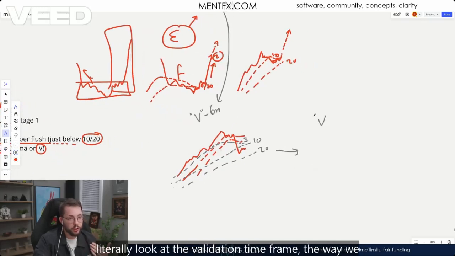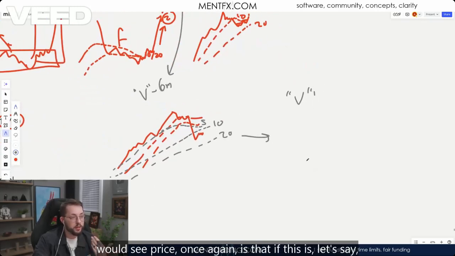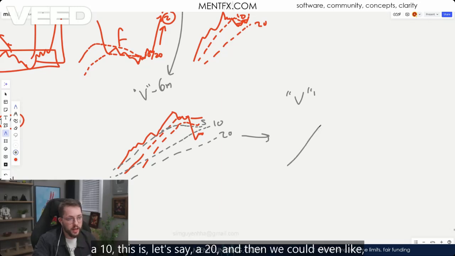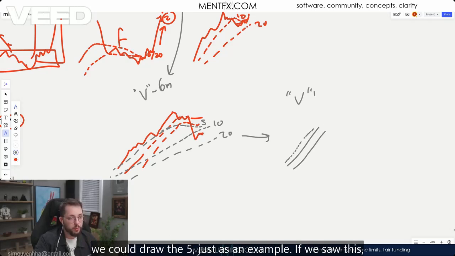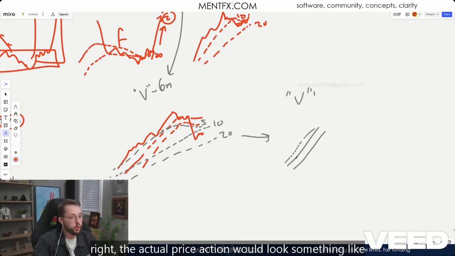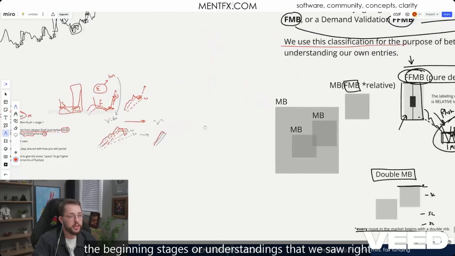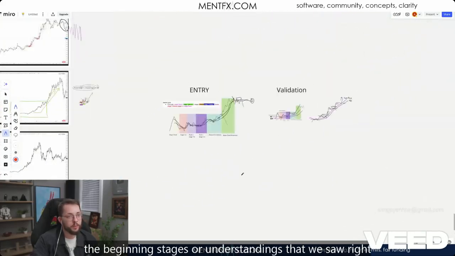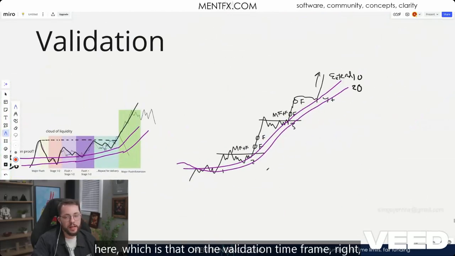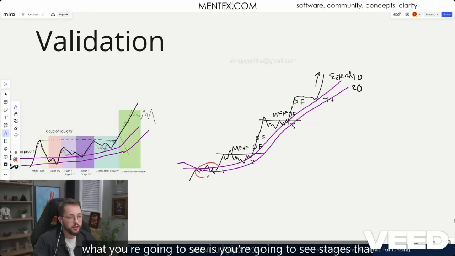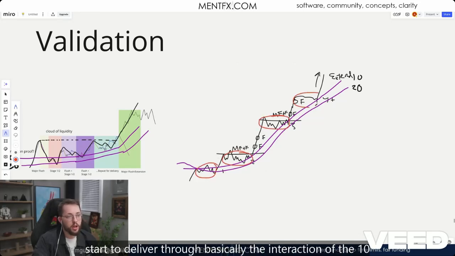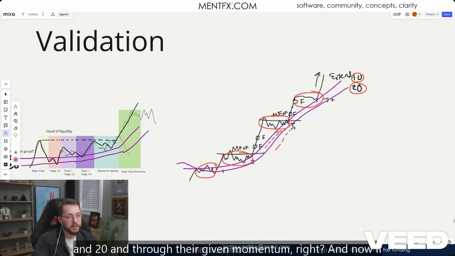So on the validation time frame, if we were to step up to that time frame and literally look at it, the way we would see price, once again, is that if this is a 10, this is a 20, and we could draw the 5 as an example, the actual price action would look something like this, right? And you can see how this starts to formulate the beginning stages or understandings that we saw right here, which is that on the validation time frame, you're going to see stages that start delivering through the interaction of the 10 and 20 and through their given momentum.